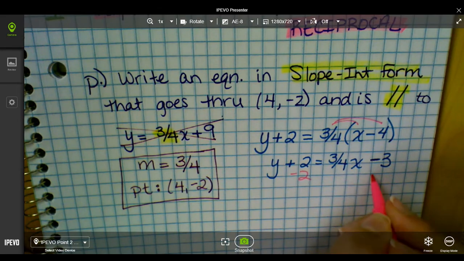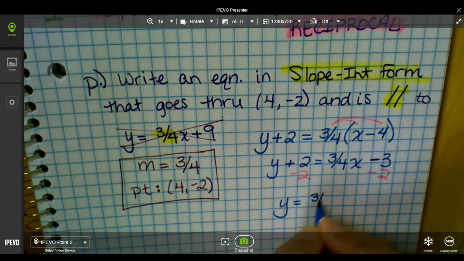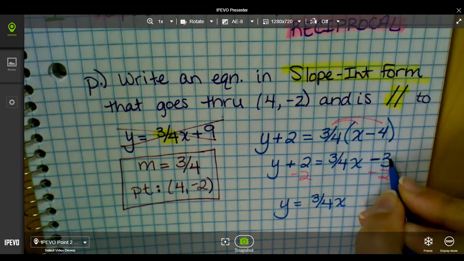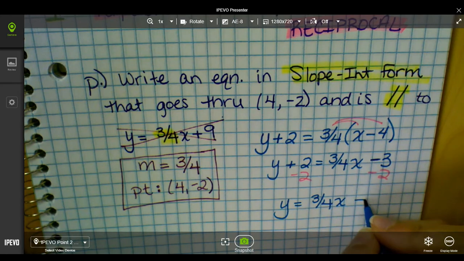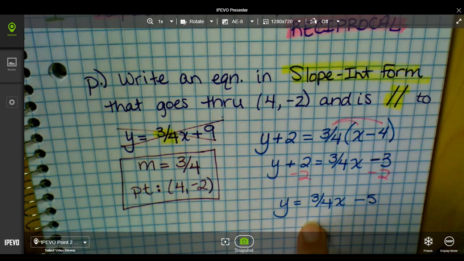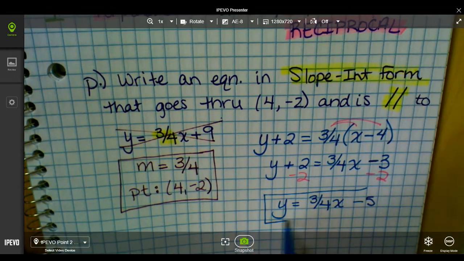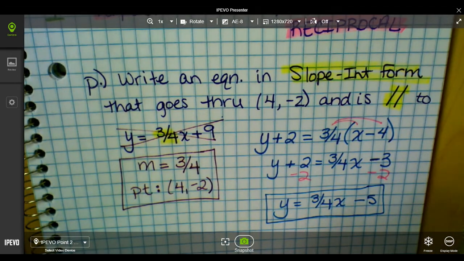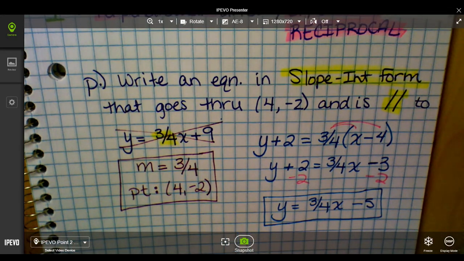And then I just have to subtract 2. y equals 3/4 x. A negative minus a number is always going to be a bigger negative number, so this is going to be -5. So I'm in slope-intercept form. That is what I want, so I can just stop right here. Okay, so this one was pretty easy. There was not a lot of math. I promise you that's going to change in just a second.